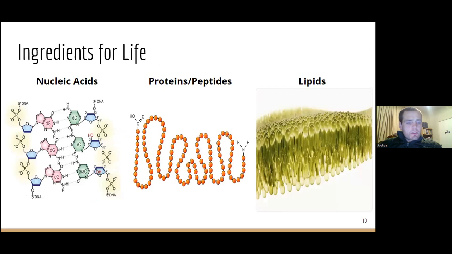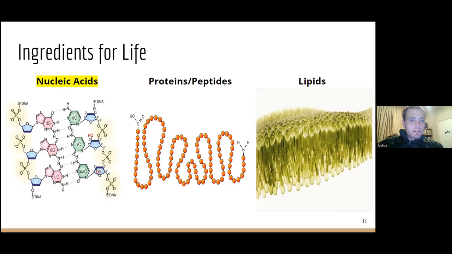Okay, so onto the ingredients for life. The first we have is nucleic acids, which is DNA and RNA. So that's our information carrying molecules. We also have proteins in the living cell, which is just a name for a polypeptide within a living organism. And then we also have lipids, which are involved with membranes, with the cell membrane and also membranes within the cell as well. There are also carbohydrates, which I don't cover in this talk, but that's considered sort of a fourth key ingredient.